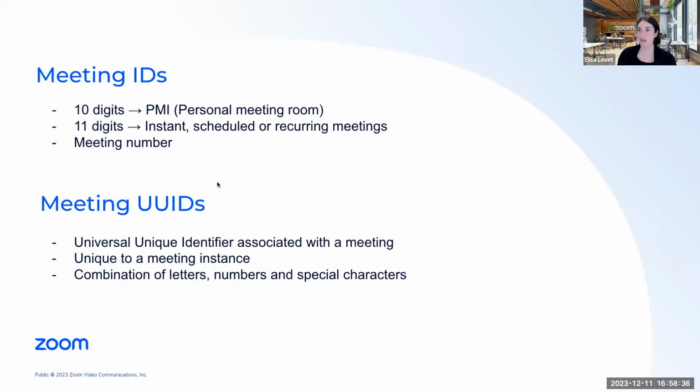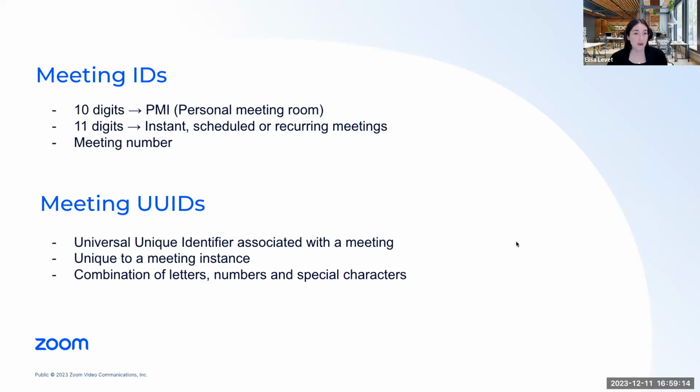We're going to talk about the main differences between a meeting ID and a meeting UUID. The meeting ID is the meeting number associated with a scheduled or instant meeting. Meeting IDs can be a 10 or an 11-digit number. Normally, the 11-digit number is used for instant, scheduled, or recurring meetings, and the 10-digit number is used for the personal meeting ID, a personal and permanent meeting room associated with your account that you can start at any time or also schedule for future use.